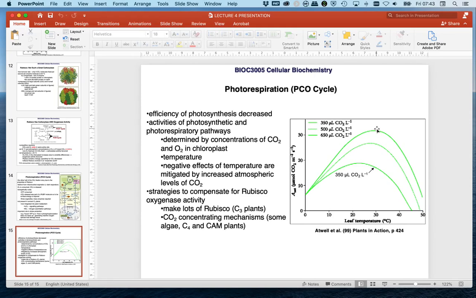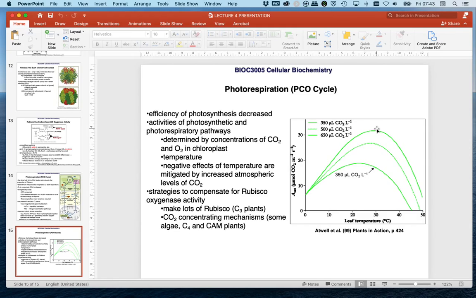Plants have developed strategies to compensate for rubisco's oxygenase activity, okay, for its shortcomings as a carboxylase, and that is they make a lot of rubisco, as I've already mentioned, and this is true for C3 plants. But other plants, okay, have used alternative strategies. They've evolved CO2 concentrating mechanisms, and these are found in some algae, but also in some land plants, the C4 plants and the CAM plants that I'll talk about in the next lecture.